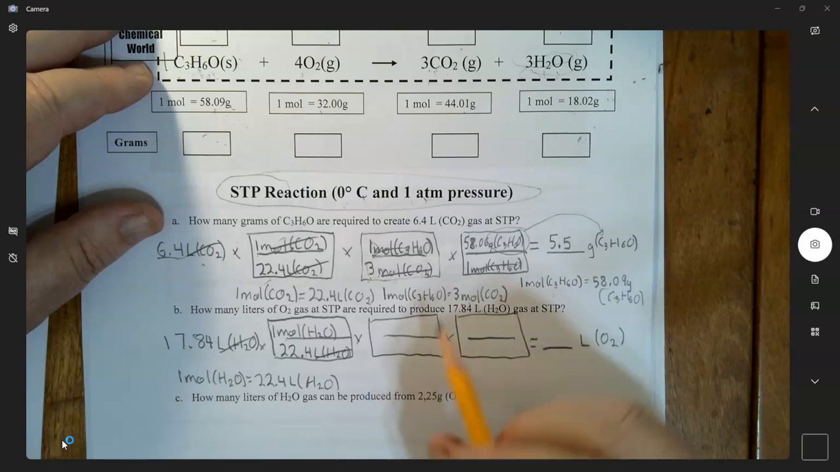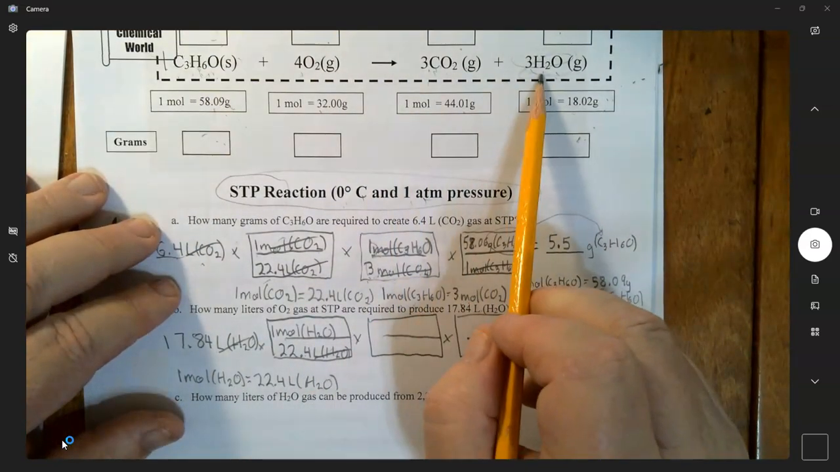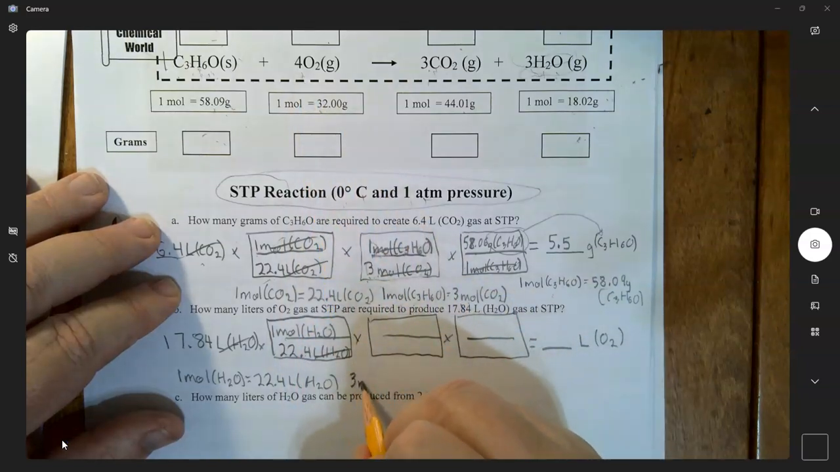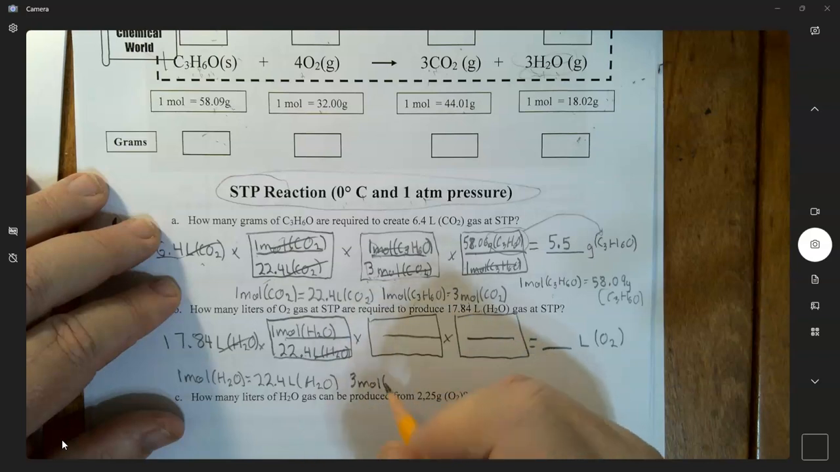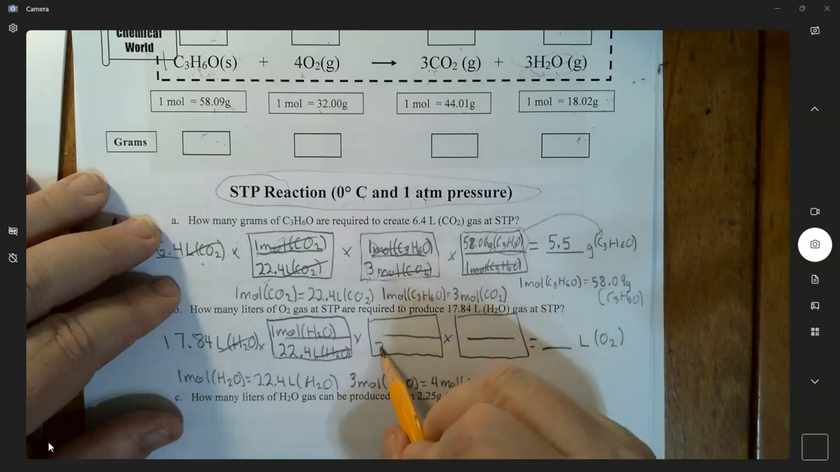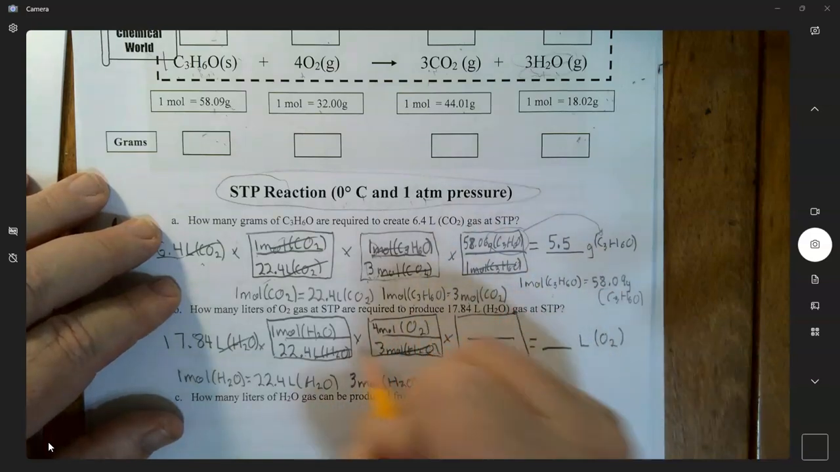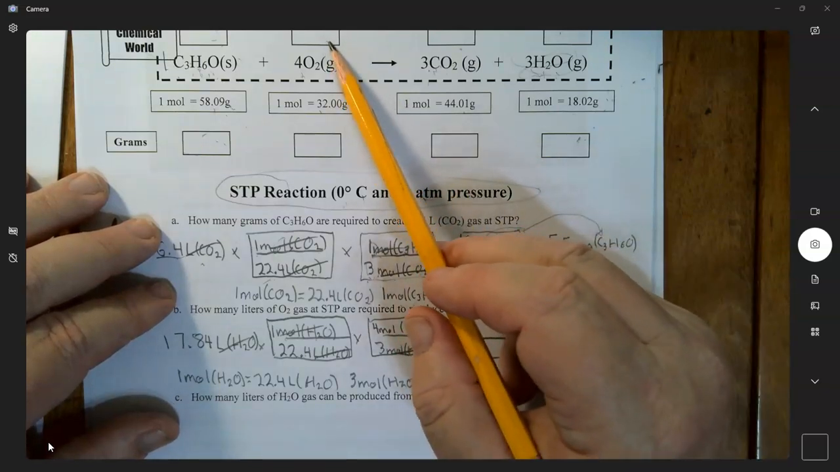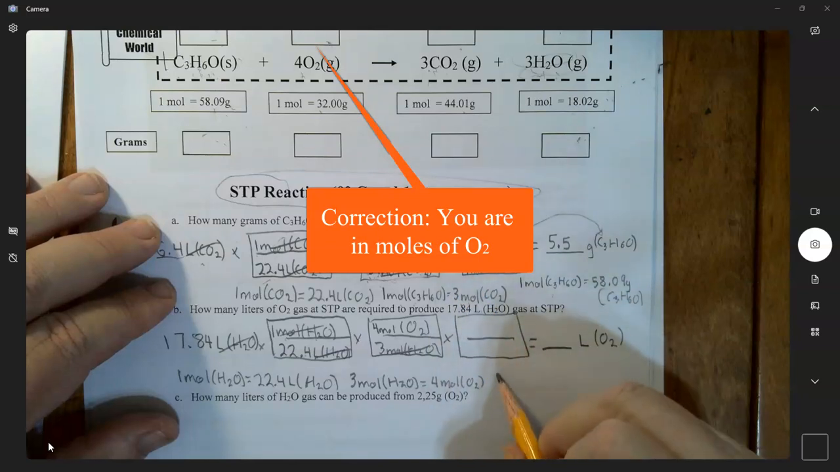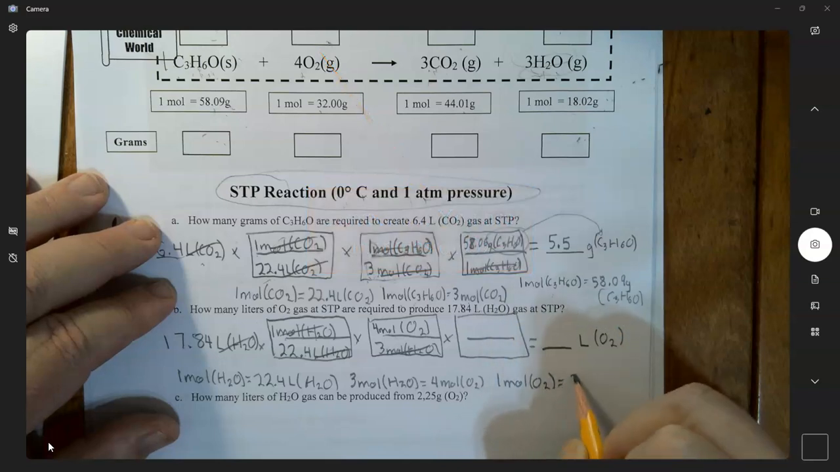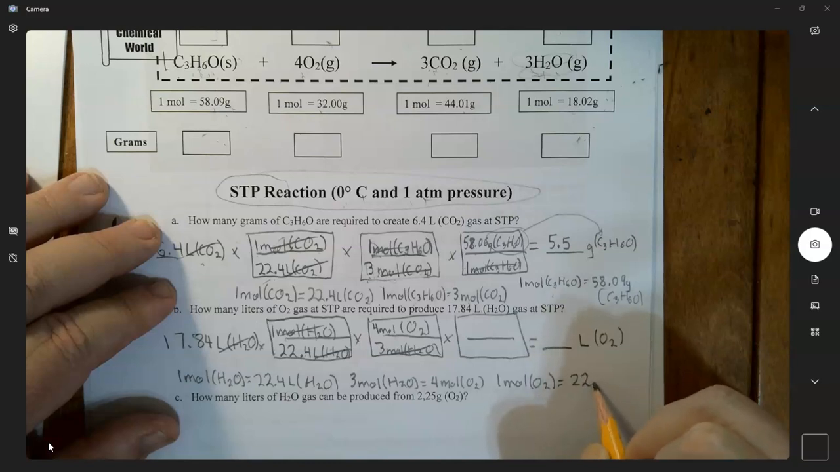Now moles of H2O, so if we look up here in the equation, we have 3 moles of H2O equals 4 moles of O2. Just straight out of the equation. All right, so we need moles of H2O to cancel, so we're going to put moles of H2O on the bottom. Moles of H2O cancels and cancels. So now you're sitting in the moles of H2O. Now you need to get back out, and it's again the conversion: 1 mole of O2 equals 22.4 liters of O2. Any gas.